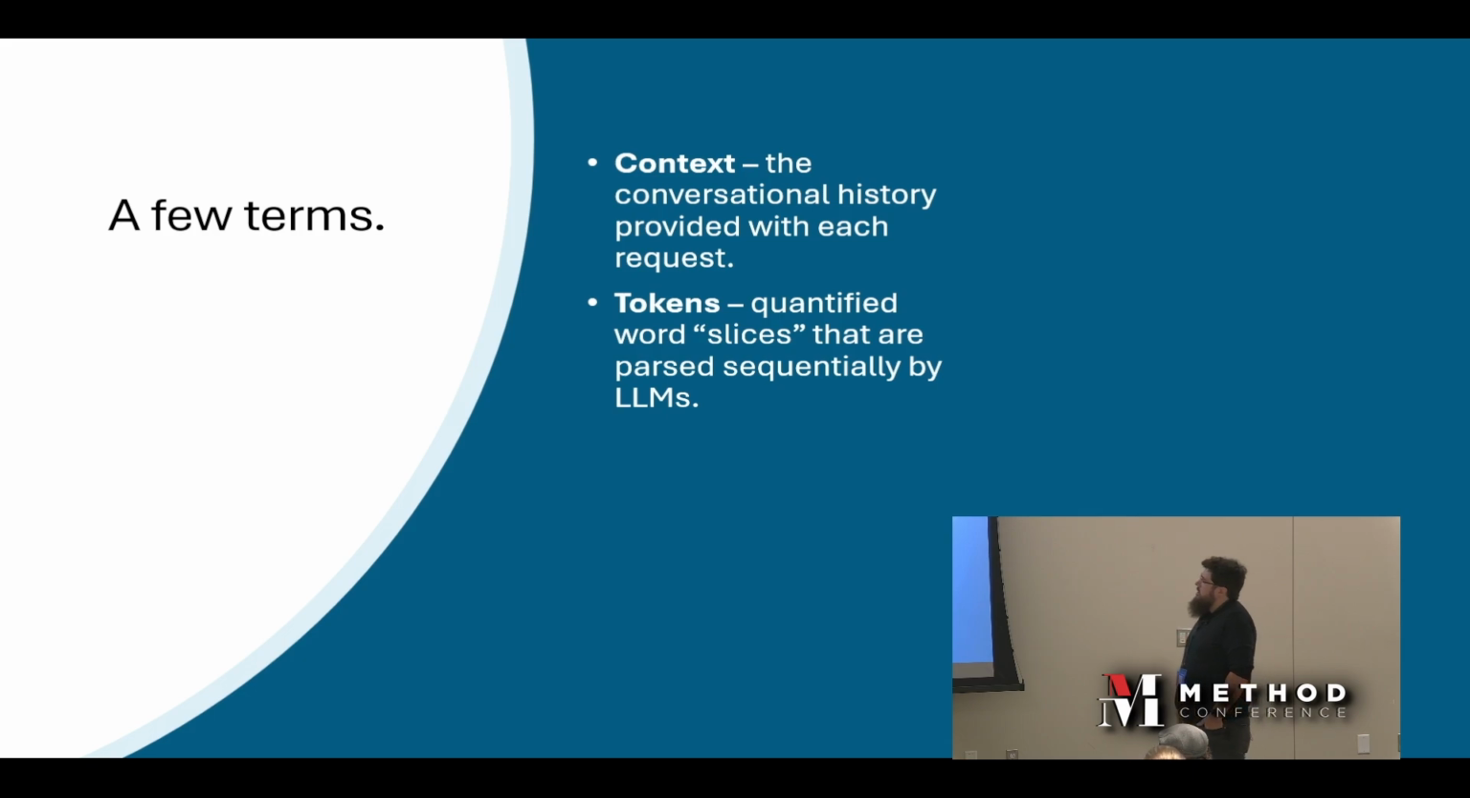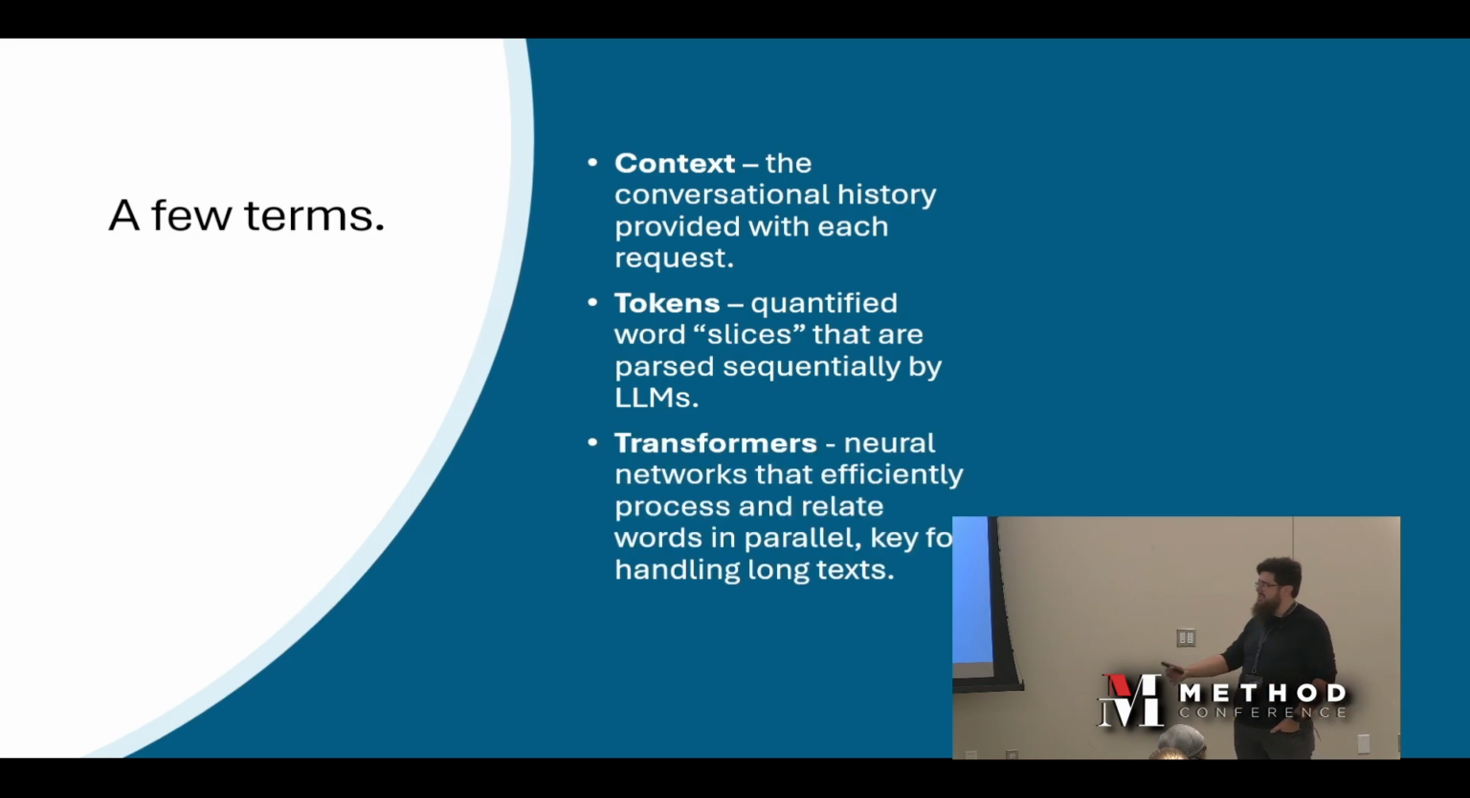Tokens are quantified word slices that are parsed sequentially by the LLM. So it doesn't process words. It breaks your words up into multiple different tokens, and then processes them through some algorithms and statistical calculations in order to actually generate the meaning. That's where he was talking about vectors, the actual mathematical processes behind them. We don't get into the mathematics here because that is a deep dive, but just to touch on it briefly.